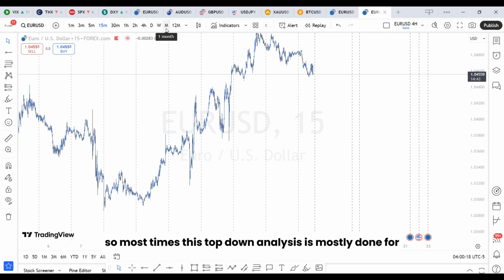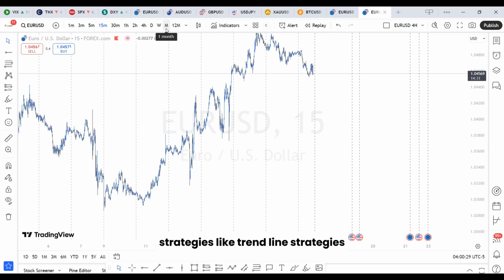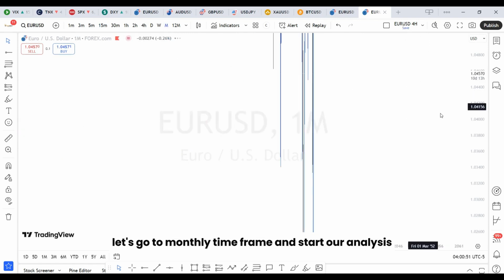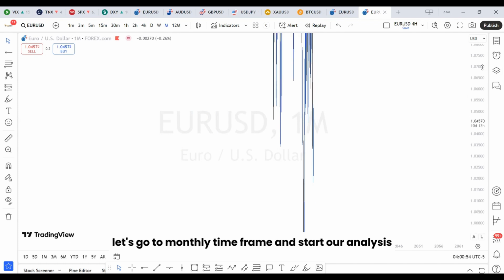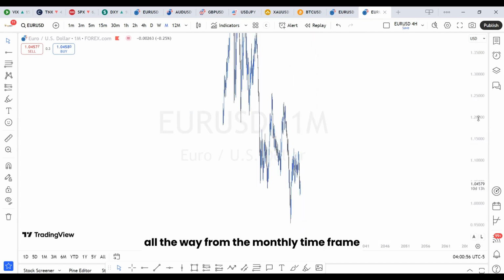Most times this top down analysis is done for strategies like trend line strategies and trend line breakout strategies, where you are analyzing the trend all the way from monthly time frame and are trying to catch all the movements that are going to happen all the way from monthly time frame down to the 4 hours, the daily time frame, or the 30 minutes time frame, the 5 minutes time frame. Now let's go to monthly time frame and start our analysis. Let's do top down analysis all the way from the monthly time frame.